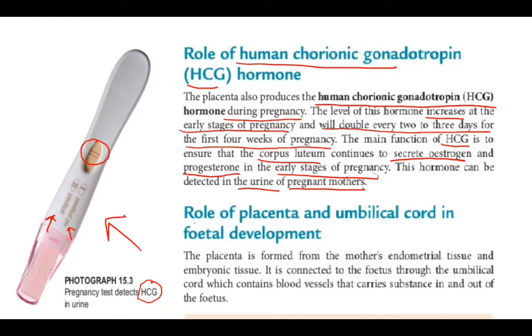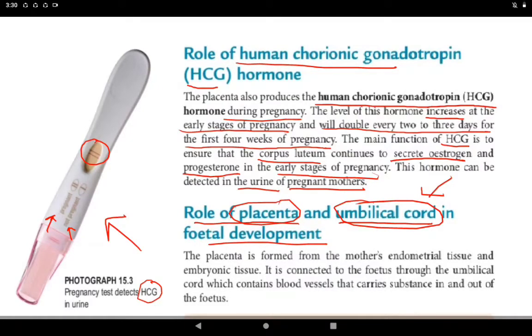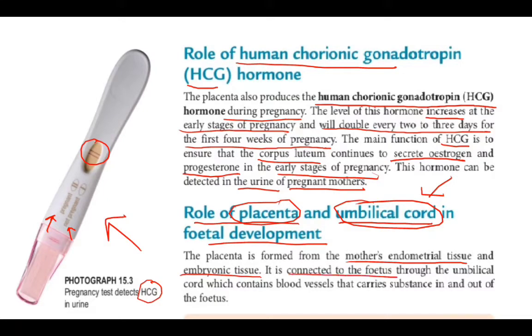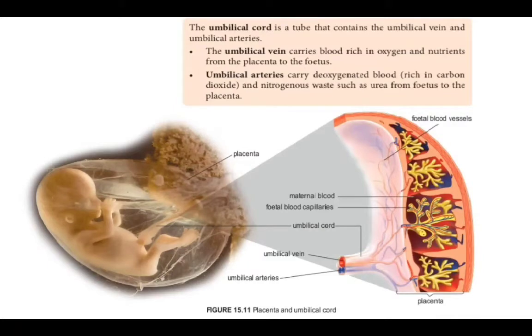Next is the role of the placenta and umbilical cord in fetal development. What is the placenta and what is the umbilical cord? Placenta in Malay is uri, or Sabahan people always say tembuni. Umbilical cord here is tali pusat. The placenta is formed from the mother's endometrial tissue and embryonic tissue. It is connected to the fetus through the umbilical cord, which contains blood vessels that carry substances in and out of the fetus. This figure shows the placenta and umbilical cord. This is the placenta, and this is the umbilical cord, tali pusat.